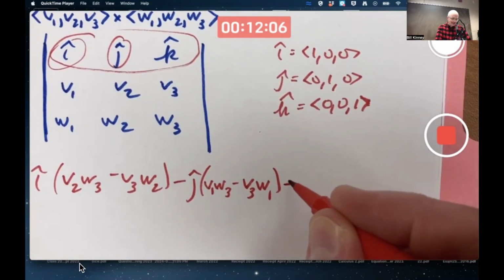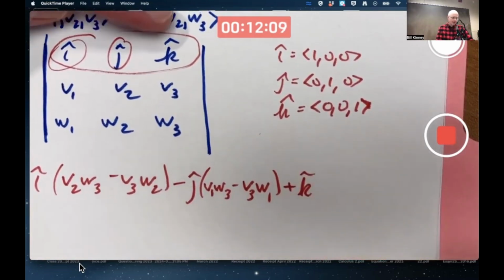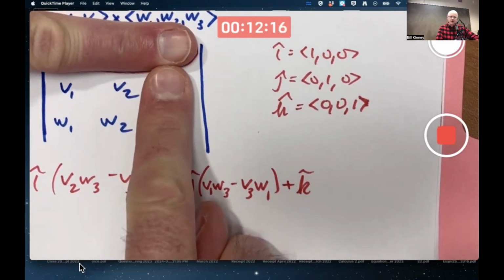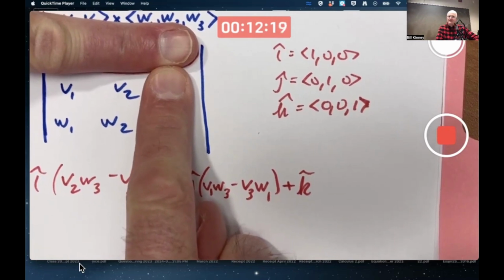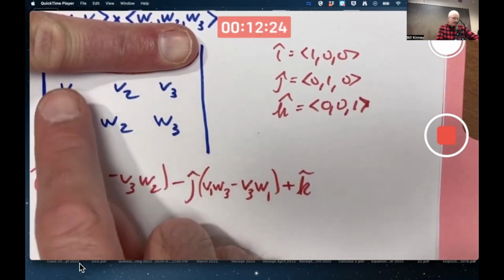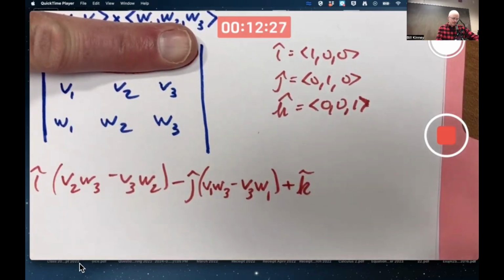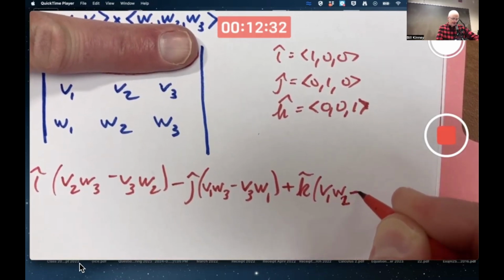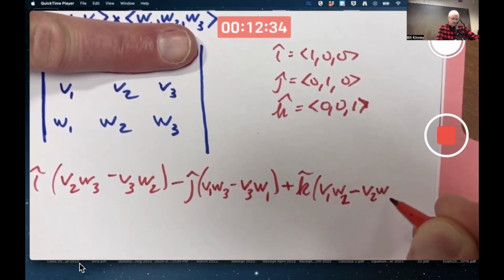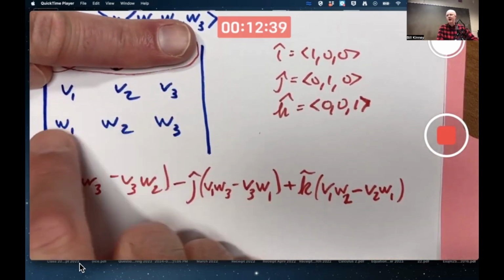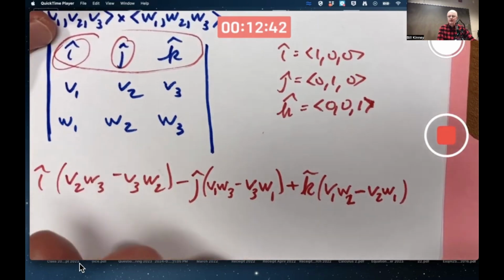The last step is to add k hat, the last entry of the first row. Cross out that row, cross out that column. You're left with the 2x2 submatrix. Multiply k hat times the determinant of that: upper left product minus main diagonal product minus off diagonal product. Upper left to lower right is called the main diagonal of a matrix because it's a bit more special than the off diagonal entries for reasons I won't get into.